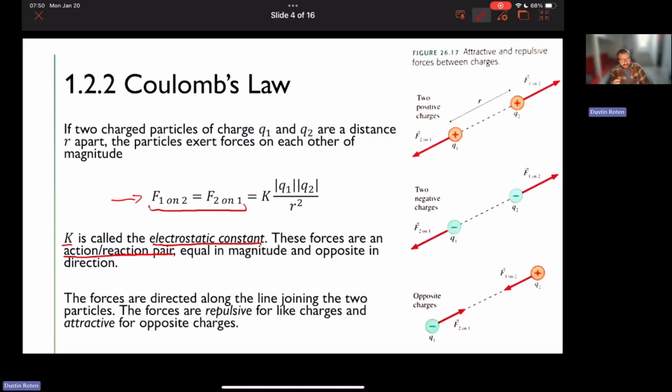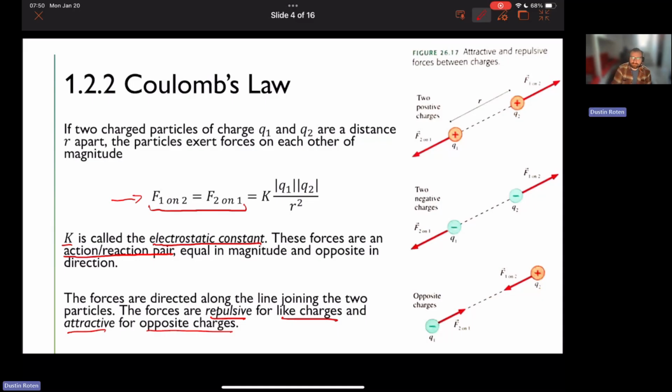So the forces are directed along the line that joins the two particles. That makes sense. Path of least resistance kind of thing. Your shortest distance between these two things is the direction that the forces are going to act on. One big key thing to remember here is that the forces are repulsive for like charges. They're similar, they don't want to be around each other, and then attractive for opposite charges. Okay, so they're different. They want to get closer together.